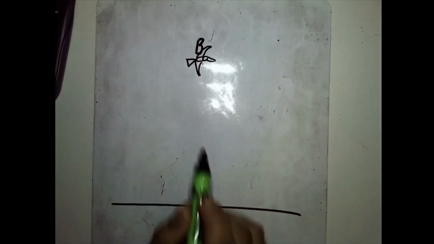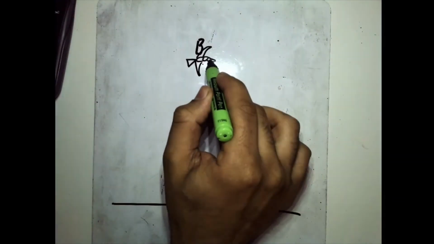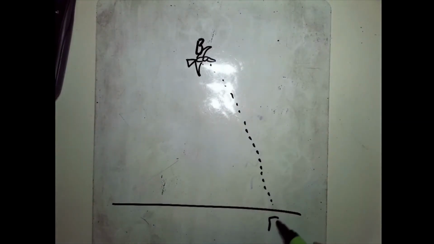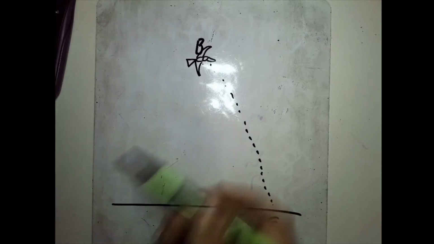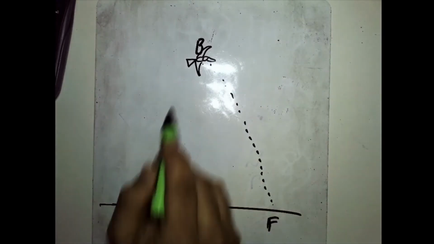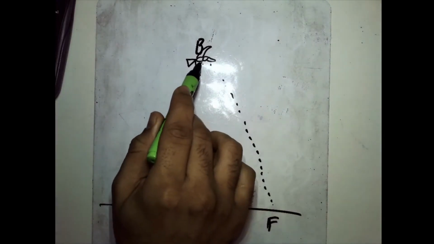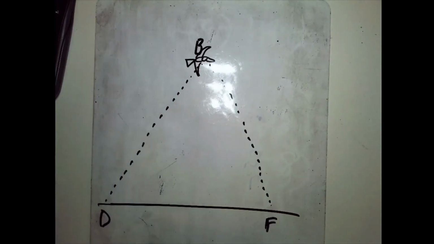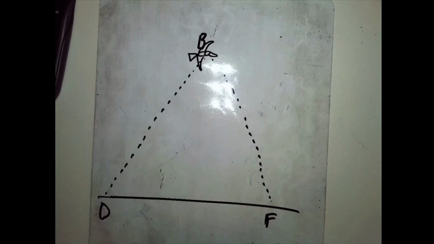So there's my bird, and it's looking at a frog, which is sitting on the ground. I'm going to put an F here for frog. And behind the bird, I'll draw another little dotted line over here, is a deer. And I'm going to say D for deer. Can you see the triangle? I certainly can now. Suddenly it seems so much more understandable.